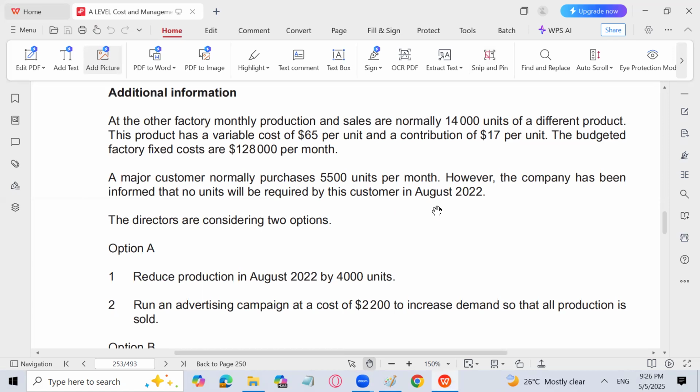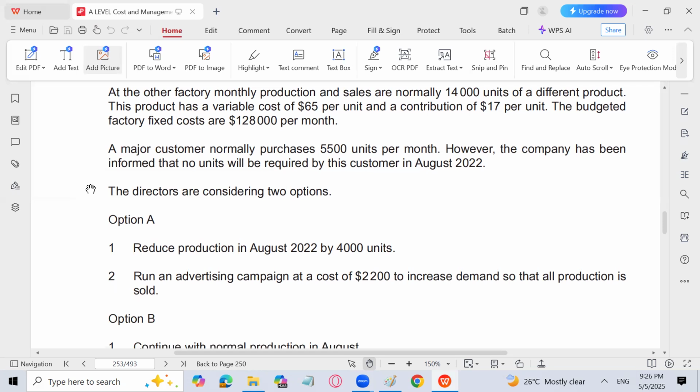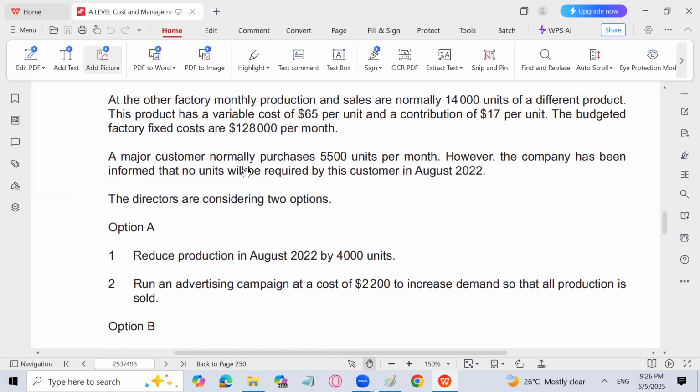So we were producing 14,000 units, but now a major customer, who normally purchases 5,500 units out of this 14,000 from us, is not going to purchase anything. The directors are considering two options. Option A, reduce production in August by 4,000 units. It will become 10,000.